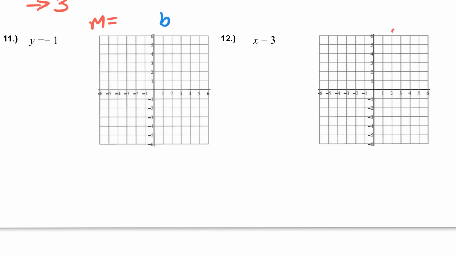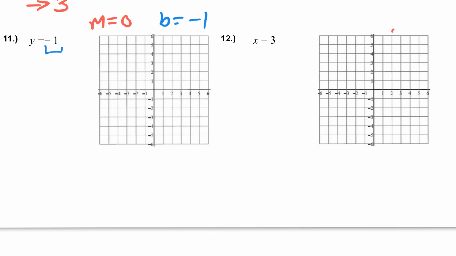B is our y-intercept. So notice here there is no x in our equation. That means there's no number attached to x. So when that's the case, when it's just y equals a number, our slope is going to be 0. Okay. Our y-intercept then comes from this number. So our y-intercept here is going to be -1.